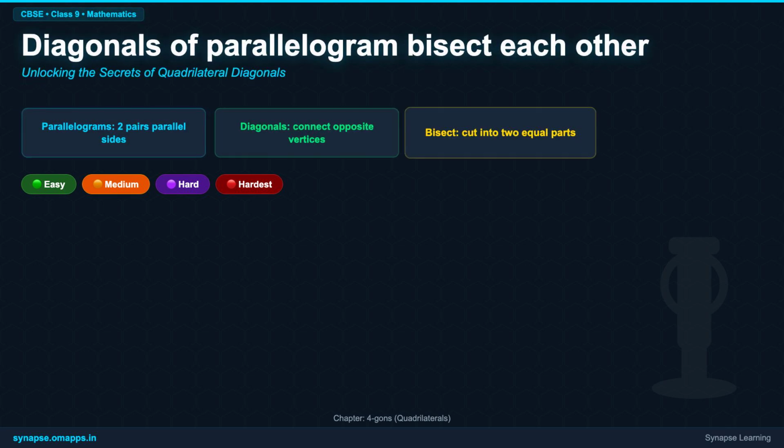Hello, future mathematicians. Welcome to our journey through the fascinating world of quadrilaterals, specifically for CBSE Class 9 Mathematics. Today, we are diving deep into a fundamental property of parallelograms, how their diagonals interact. We'll explore this topic across 4 levels: easy, medium, hard, and hardest, building your understanding step by step. Get ready to unlock the secrets of these four-sided figures.